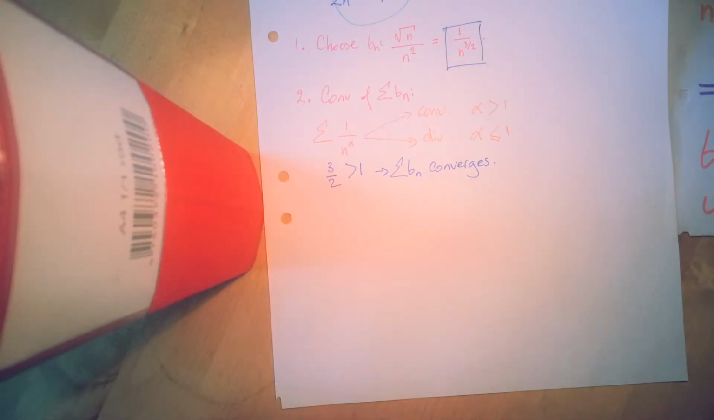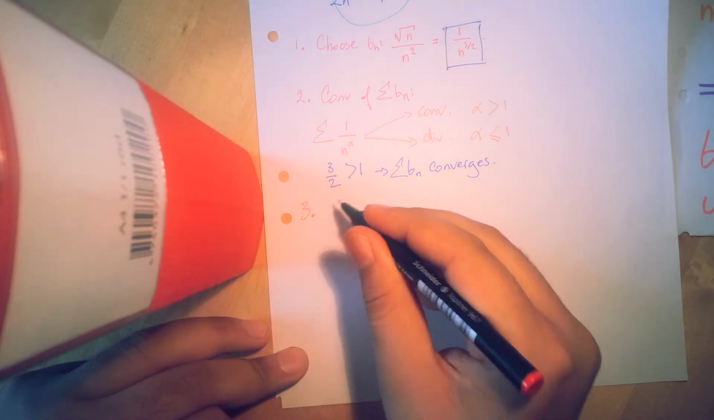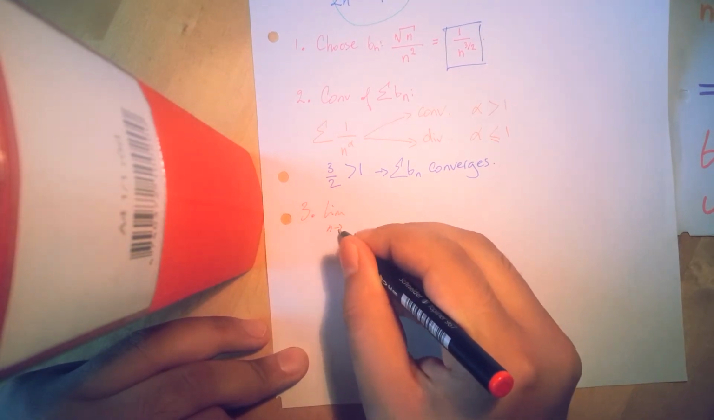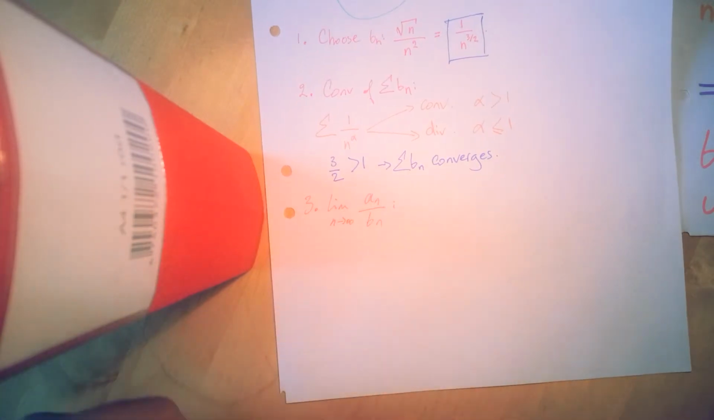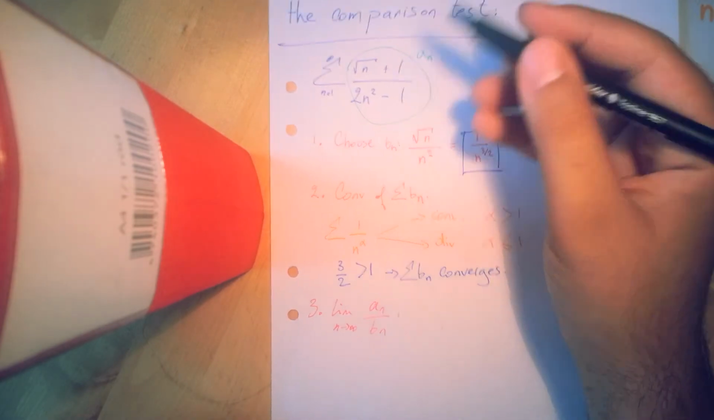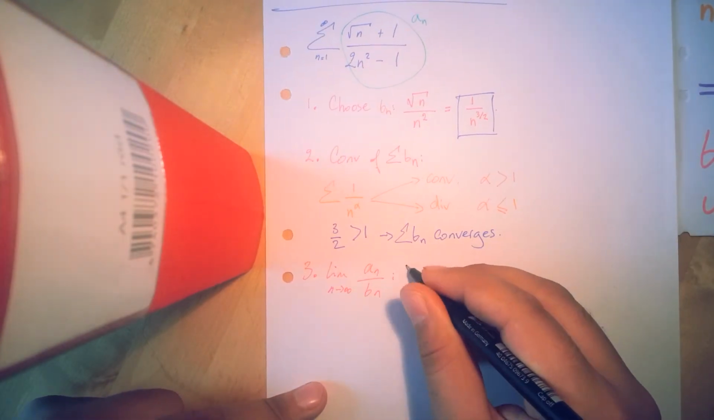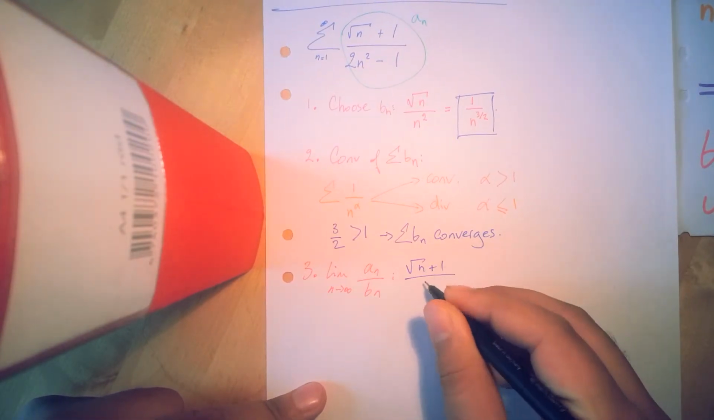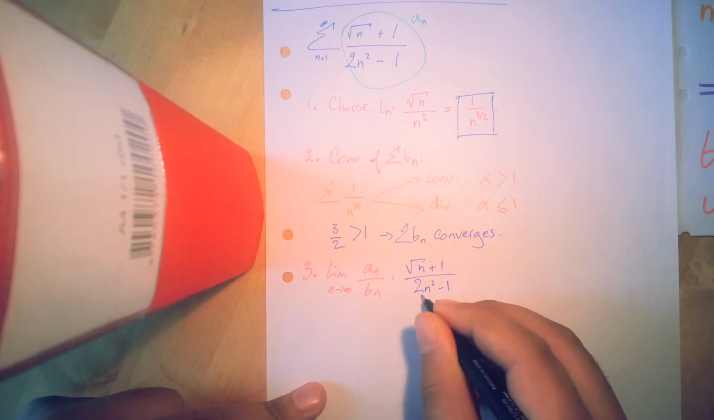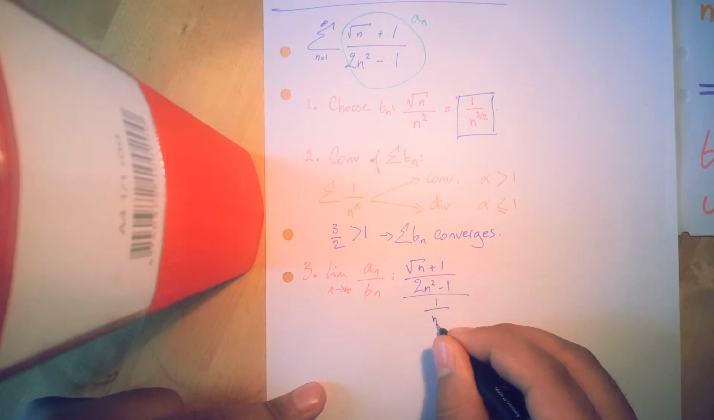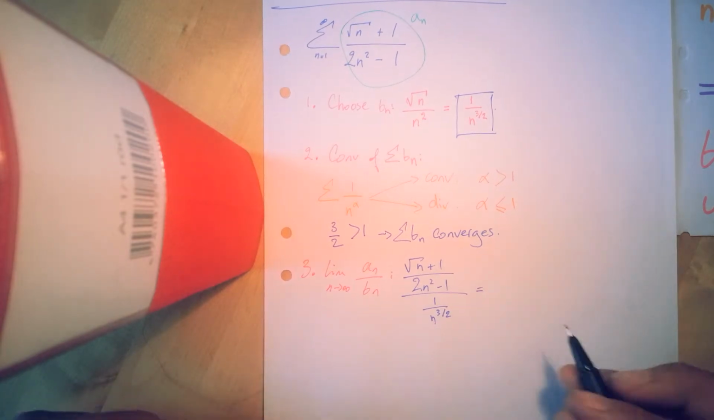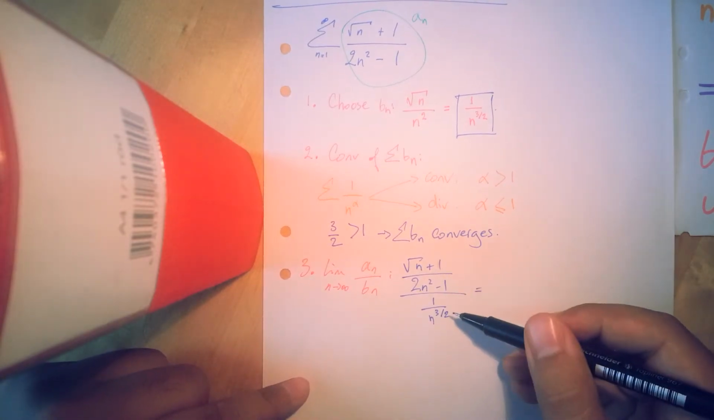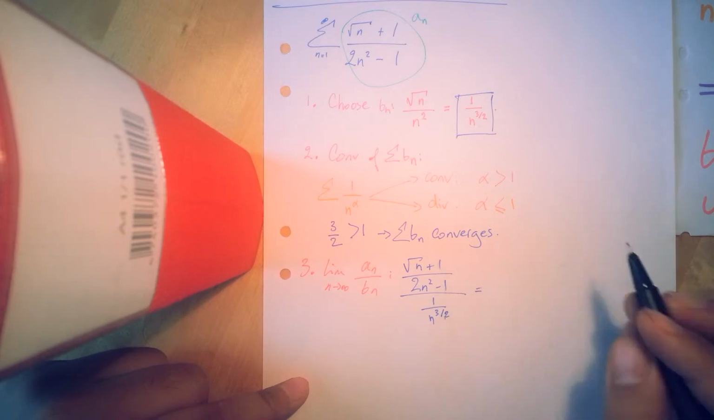Step number 3, we take the limit as n goes to infinity of an divided by bn. And this is the same as we take our an, which is square root of n plus 1 divided by 2n squared minus 1, and we divide it by our bn, which is 1 over n to the power of 3 over 2. In these cases, when you have a division like this, you just multiply the bottom with the top.